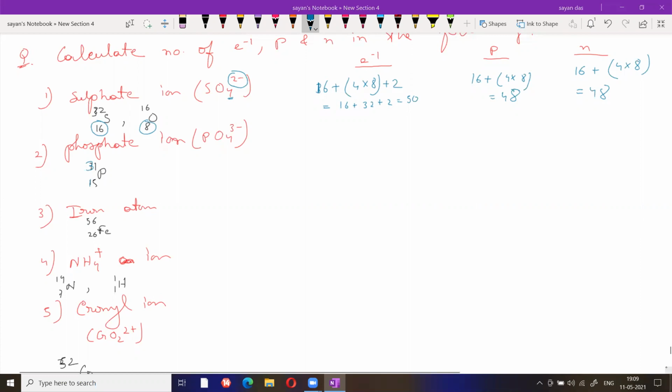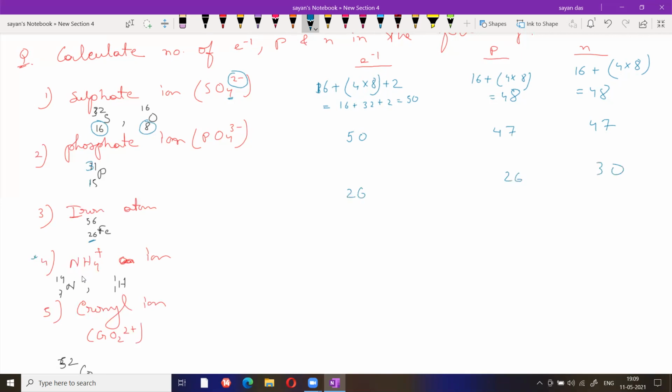Second one completed. What is the value? Yes, tell me. I got 50 again, sir. And then 47. 47, sir. Very good. For iron, iron is very easy. 26, 26, 30. Nothing else.